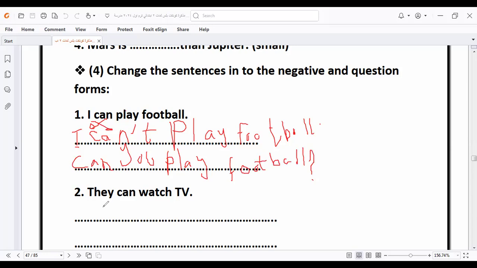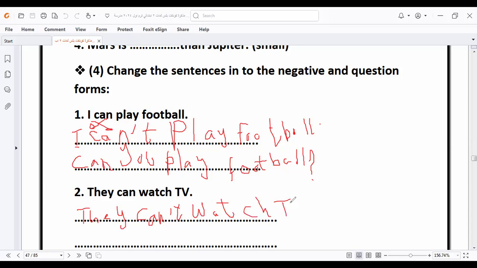Here we have "They can watch TV." The negative answer would be "They can't watch TV." I answer two of them, and I will leave the rest for you to do. It will be "They can watch TV." "They can't watch TV."